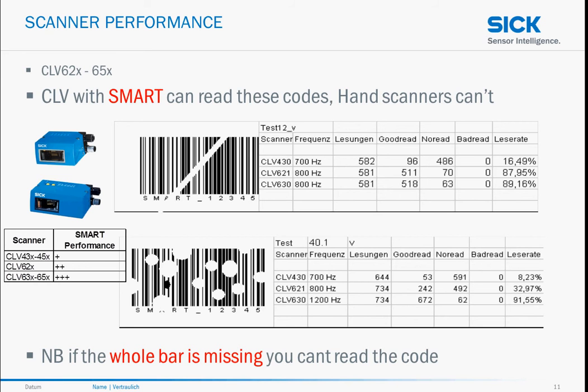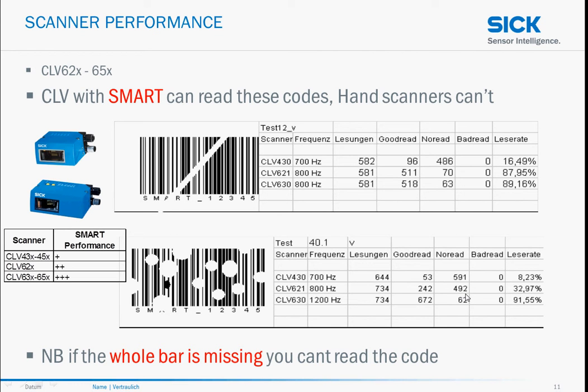Quite often I get asked, what's the benefit of going from the 4 series to the 6 series? Well, apart from the obvious one that we have no choice, you can see here if you have a partially damaged code, you can see the difference going from the 430 to the CLV 621 or the CLV 630. You can see there's a big difference in performance. If we then go to a more severely damaged code, you can see here with the CLV 430 we would have got 590 no reads. With the CLV 621 we got 492 no reads, but the CLV 630, which has a more advanced SMART in it, only gave 62 no reads.